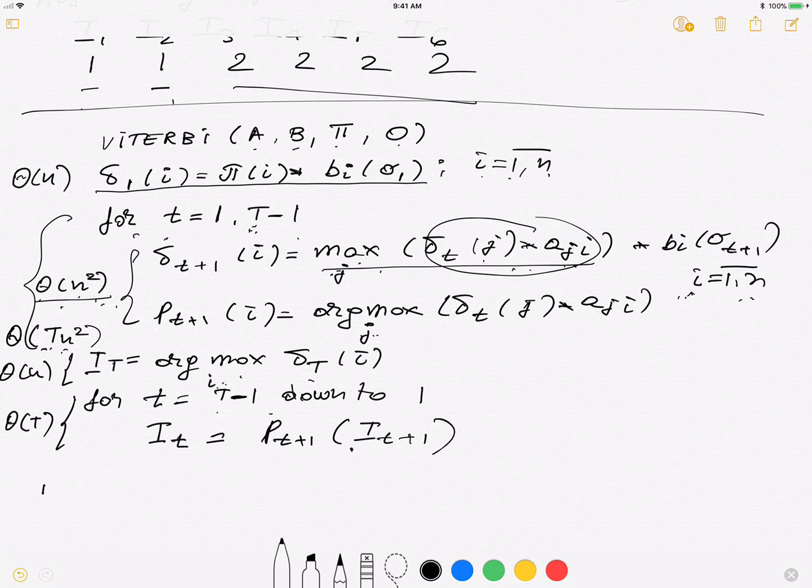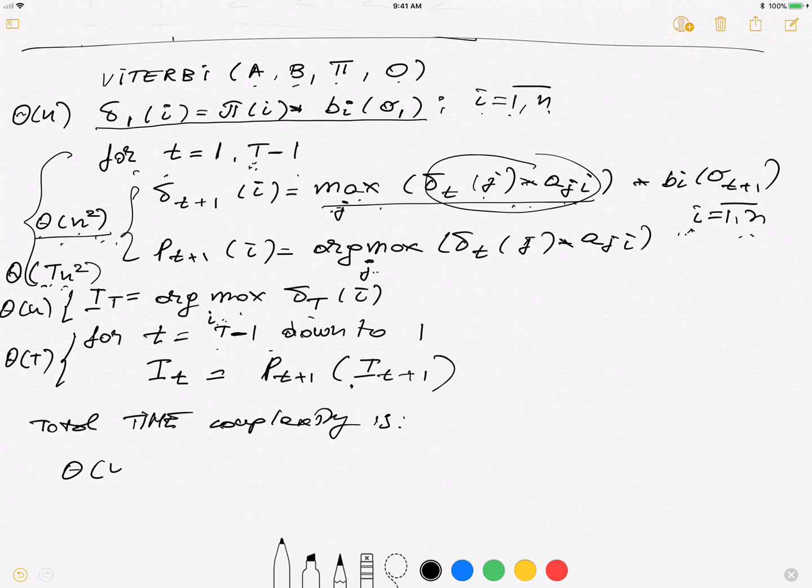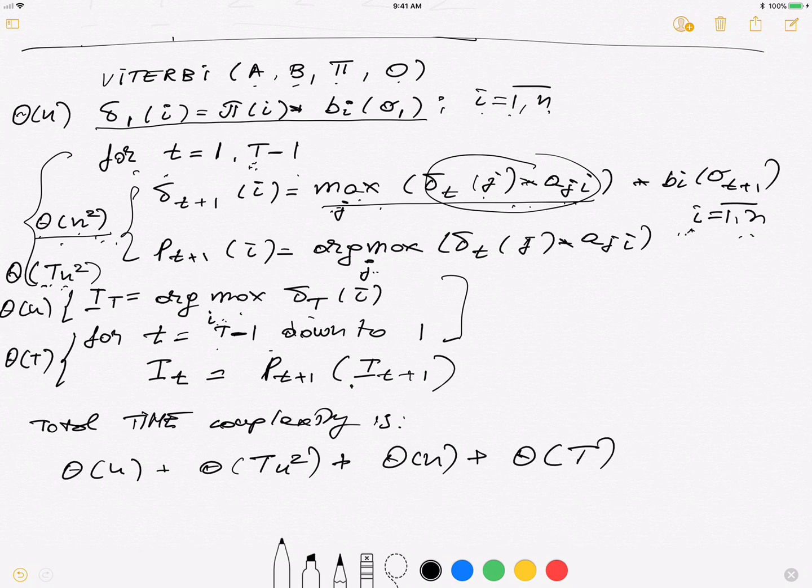So the total time complexity is what? Theta of n for initialization plus theta of t n squared for the iteration plus theta of n to calculate the most likely final state plus theta of t to calculate the most likely intermediary states. And when we calculate all of this, of course this is prevalent, so this is theta of t n squared.